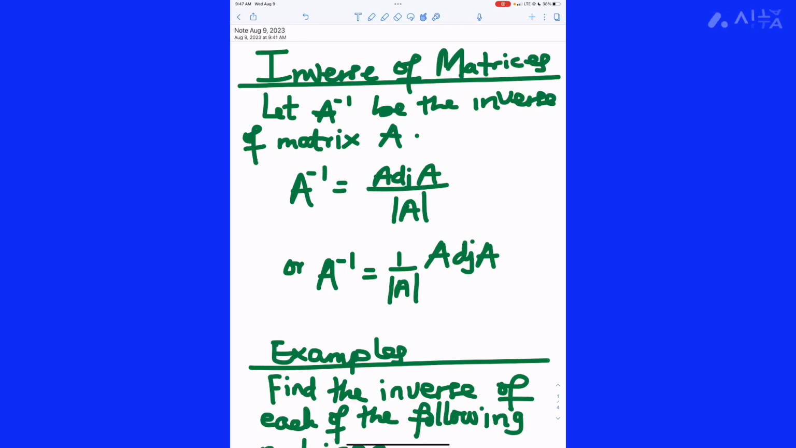Let's go to inverse of matrices. Let this be the inverse of matrix A. The inverse of matrix A is equal to its adjoint divided by its determinant. So we can write A inverse is equal to 1 over determinant times adjoint. This means the same thing.